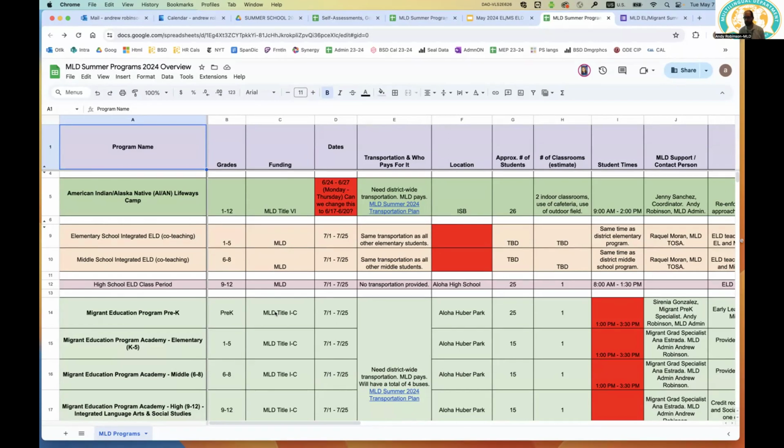In other words, our English learners, our students in the migrant ed program, first need the opportunity to attend the regular district summer programs, and then as an additional opportunity can attend the MLD summer programs. So this sheet is available to all of you, and I'll go through them very quickly. We have an American Indian Alaska Native Lifeways camp. That's the last week of June.